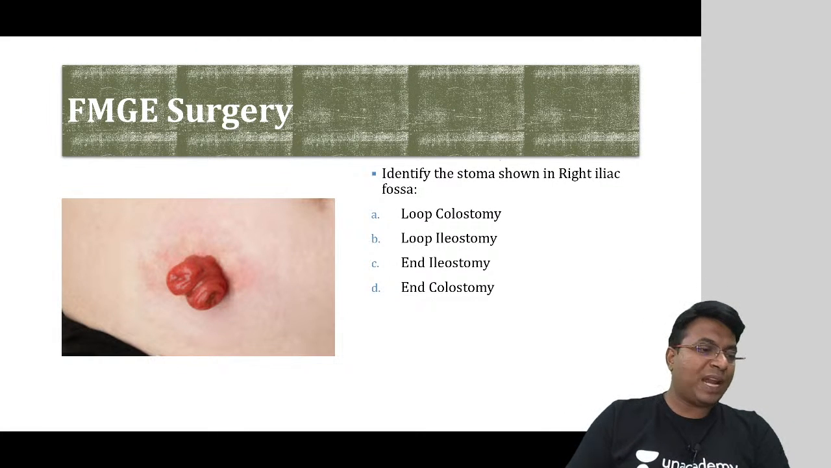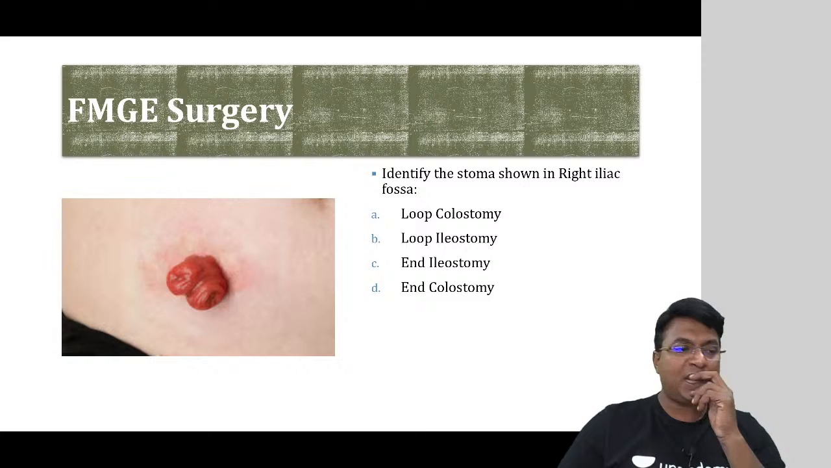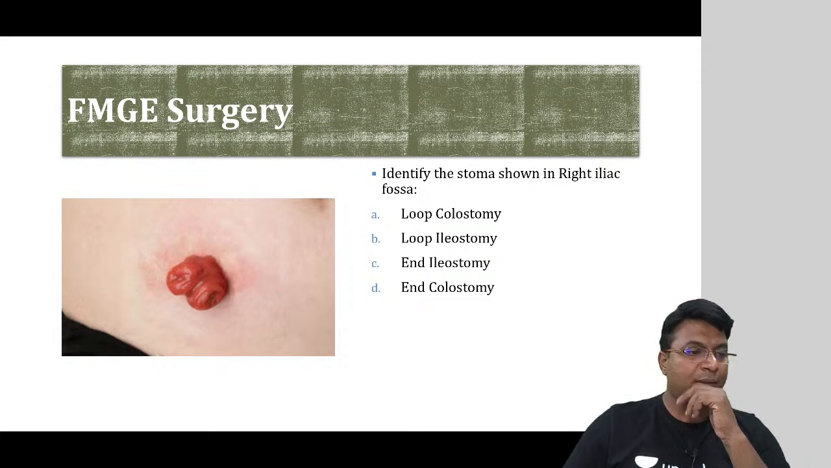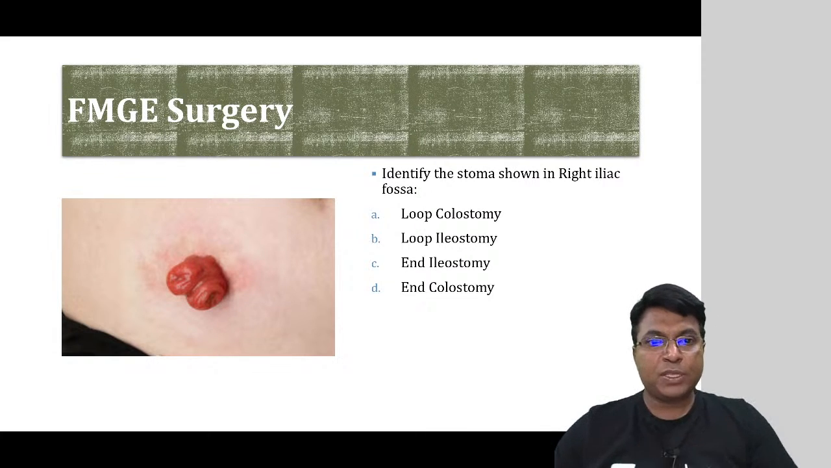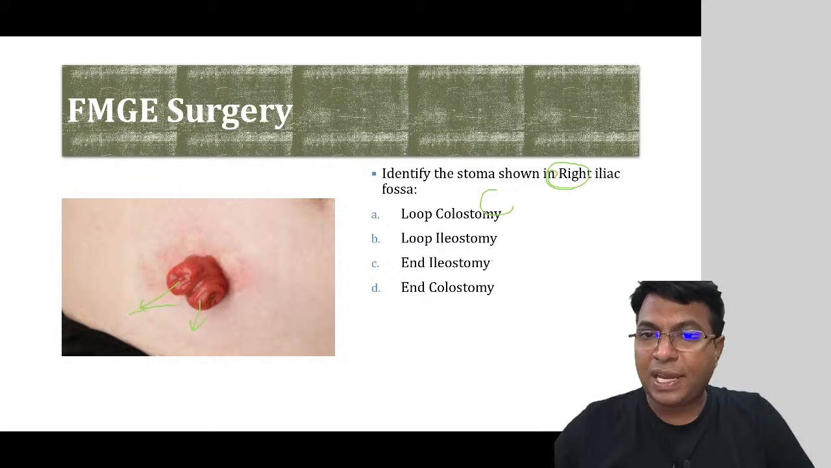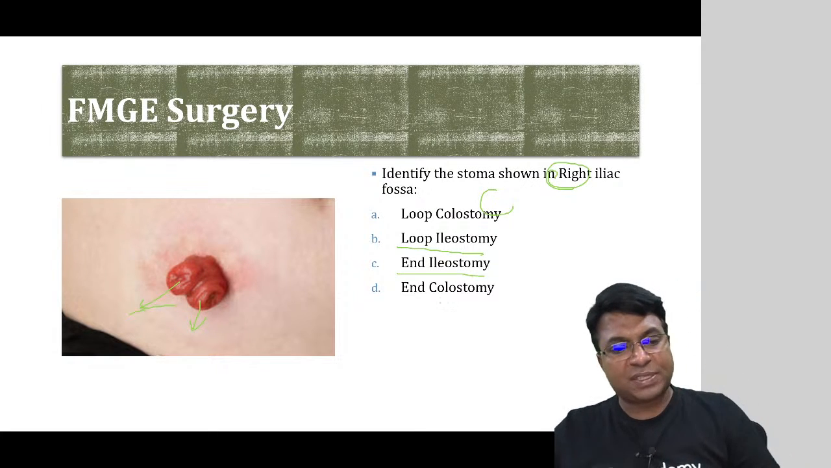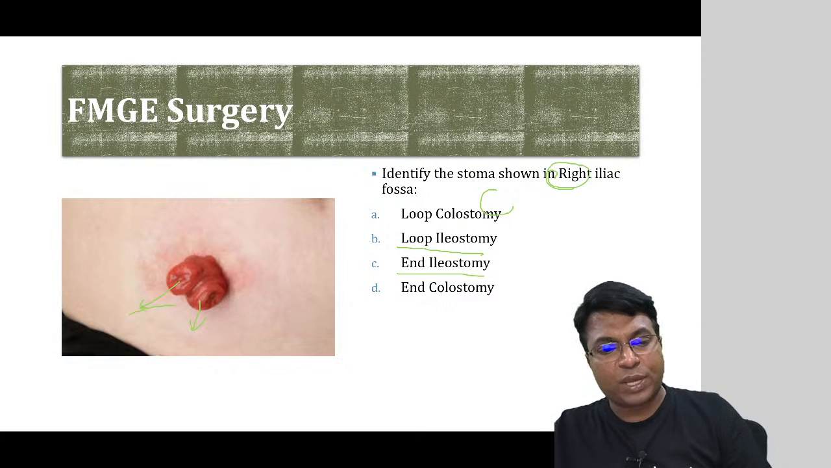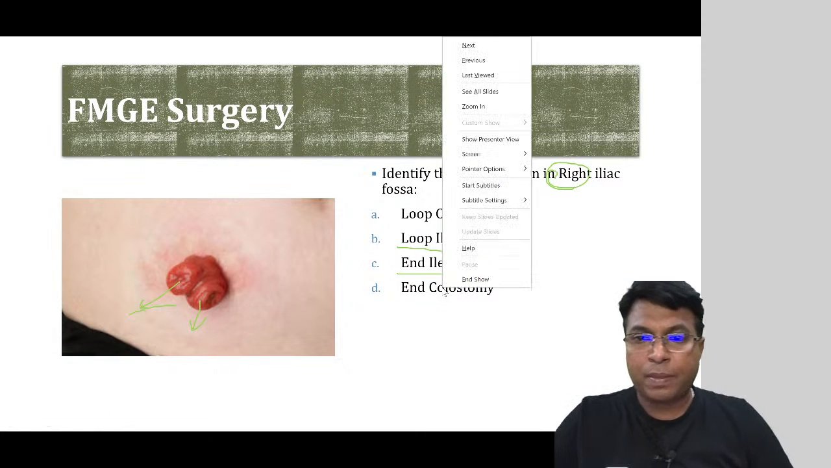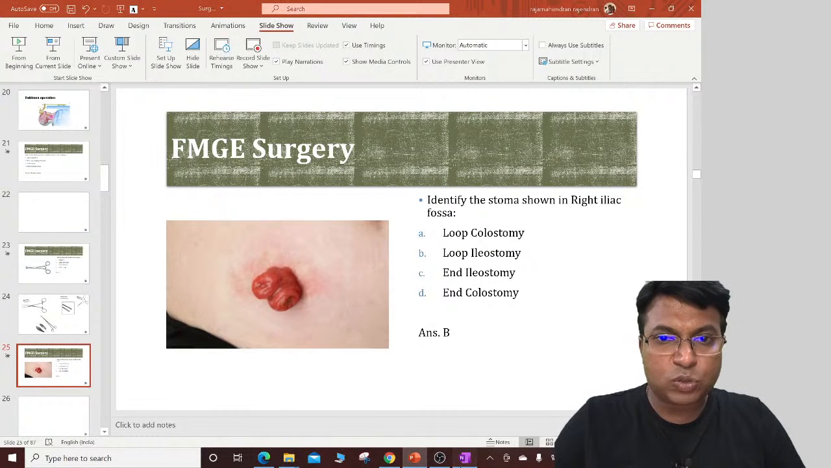Identify the stoma shown in the right iliac fossa. What is your answer now? Identify the stoma shown in the picture, right iliac fossa. Waiting for your answer, guys. Please tell me. So you can see there are two openings, 1, 2. Before that, they have told it is right iliac fossa. We keep only ileostomy in the right iliac fossa. Please remember, either it will be a loop ileostomy or an end ileostomy. So from the site of the abdomen wall itself, you can say where they have kept the stoma. I will show you a simple method to remember where the stoma is.